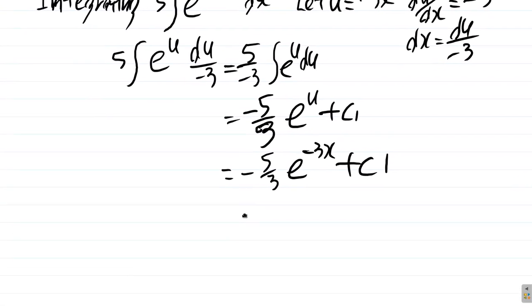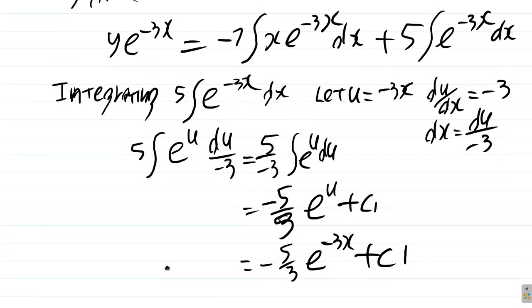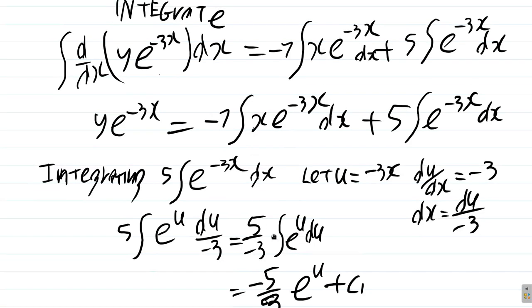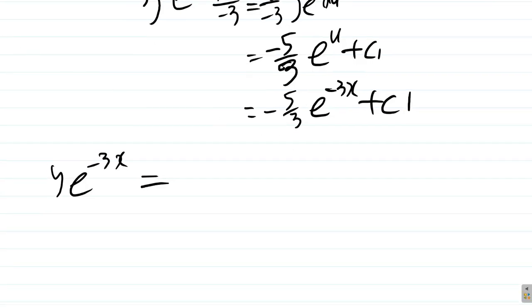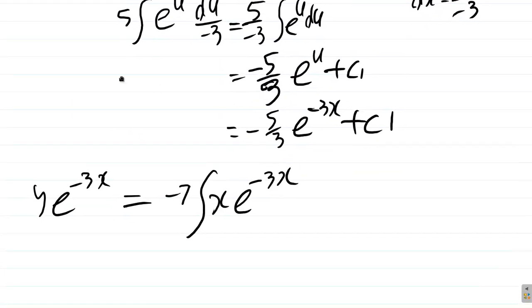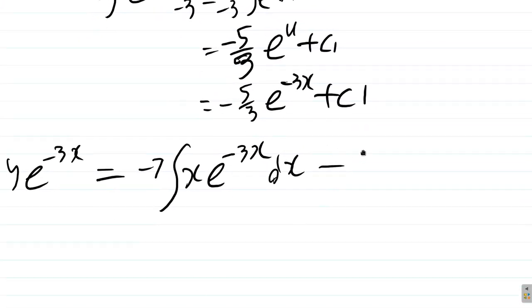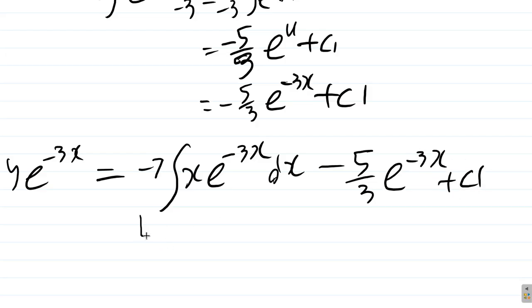Now, what we have so far is y e to negative 3x equals negative 7 integral of x e to the negative 3x dx, plus, well, it's minus then, minus 5 over 3 e to the negative 3x plus c1. Let's deal with this part now.